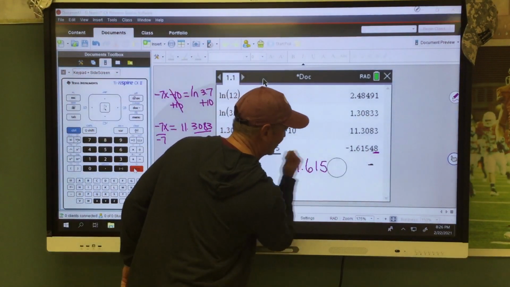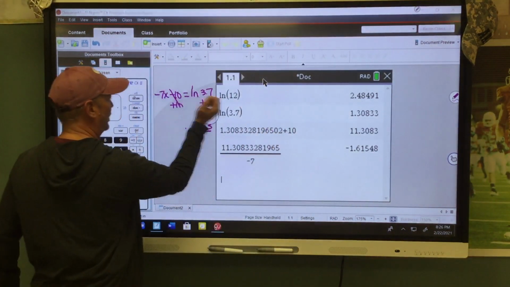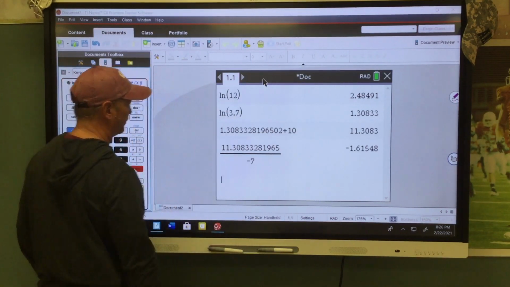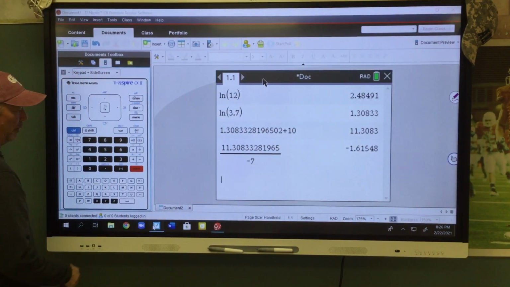Let me get rid of this. Let's erase this for the next time, because we're going to do some more examples. Going back to my worksheet.